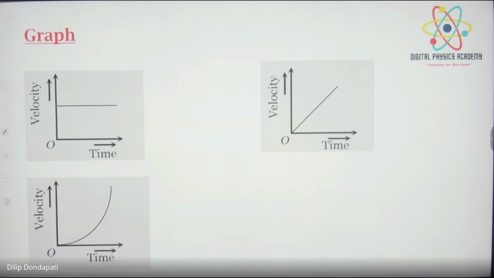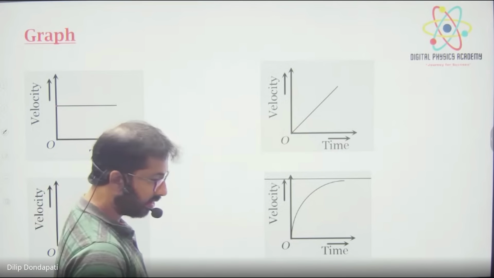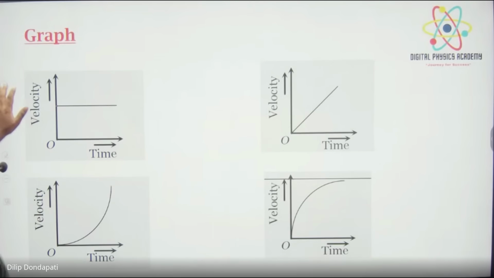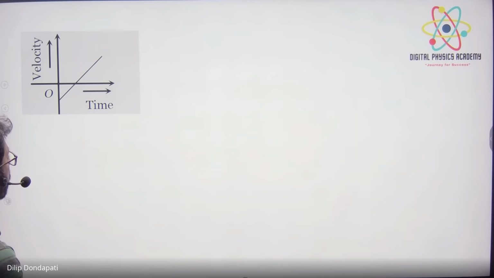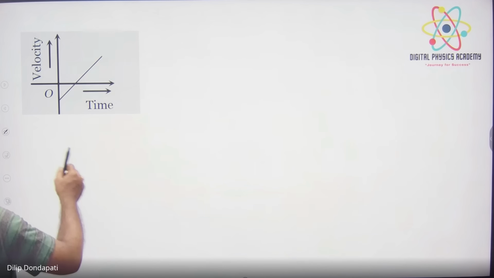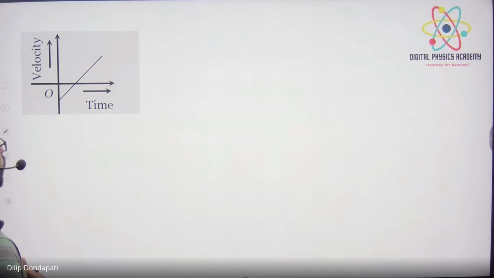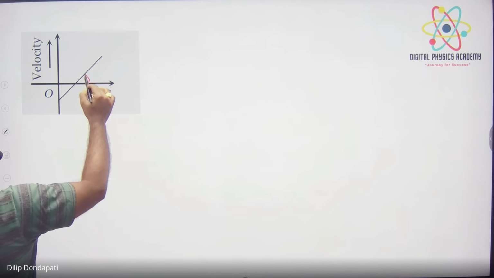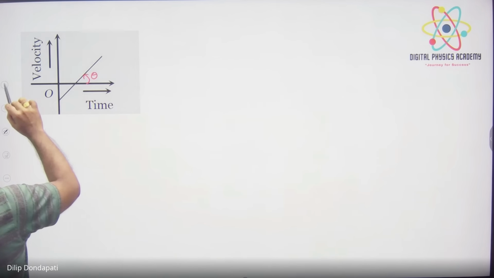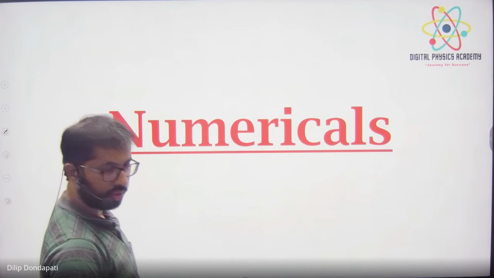Acceleration is increasing. Yes. Comment on this one. Acceleration is decreasing, retardation. This one, you tell me about acceleration, is it positive or negative? Positive, because theta is less than 90. Yes, sir. Now we'll see about these numericals.